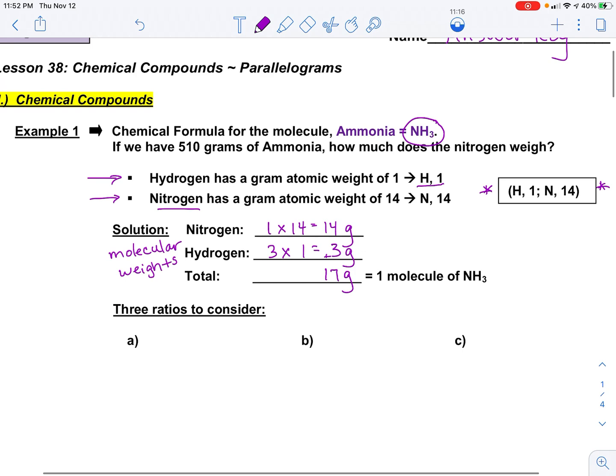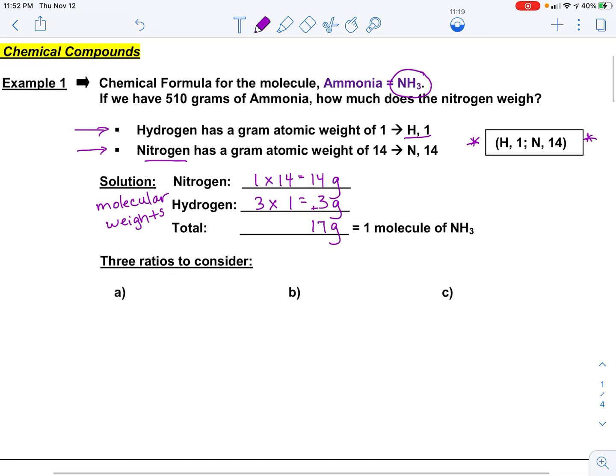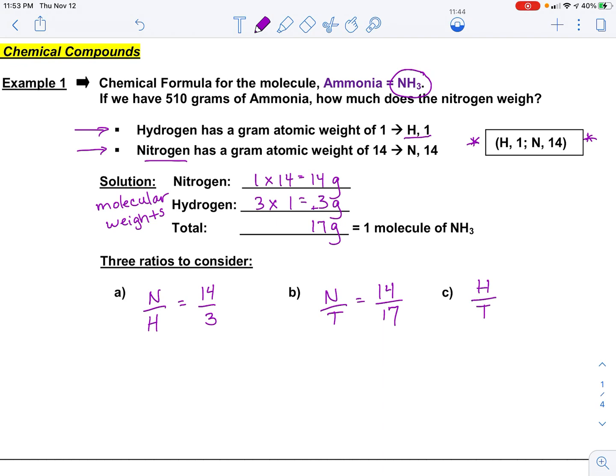Now we have 3 ratios that we can consider, and we're going to choose one that we can use to actually solve this problem. The first one could be nitrogen over hydrogen, which would be 14 over 3. Or we might use nitrogen over the total, which then would be 14 over 17. Or we could use hydrogen over the total, and that would be 3 over 17.